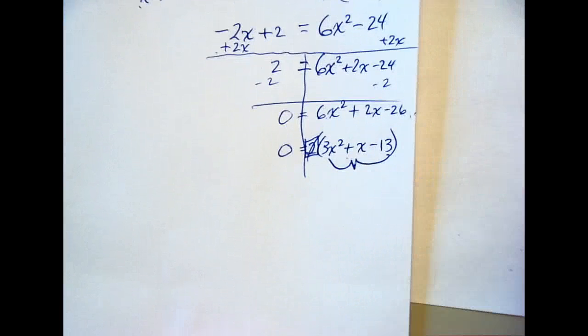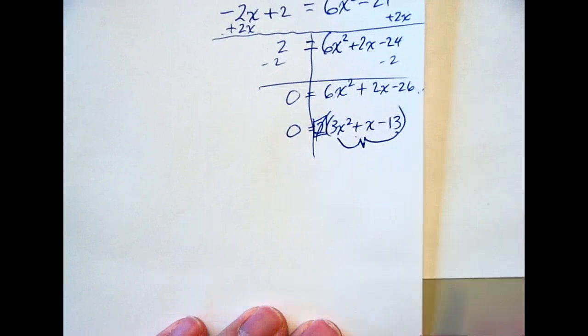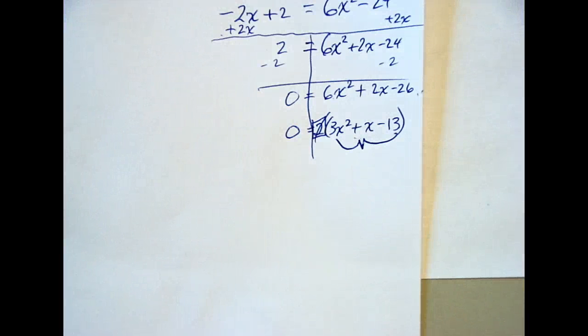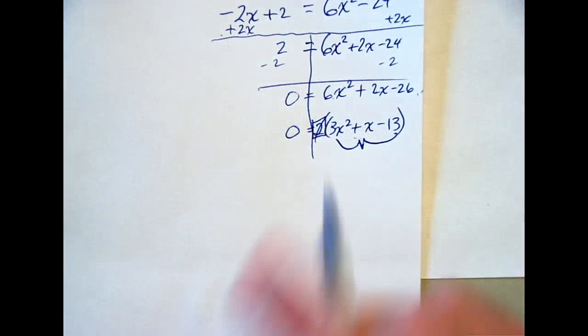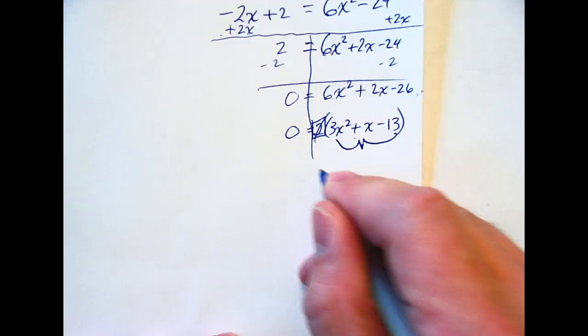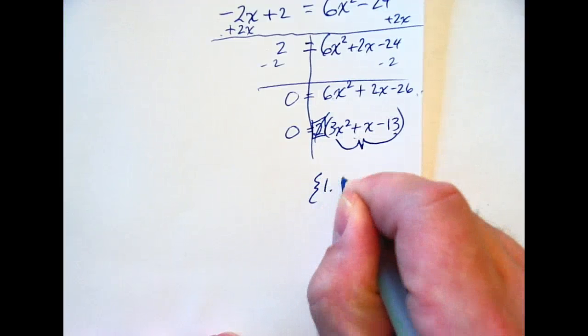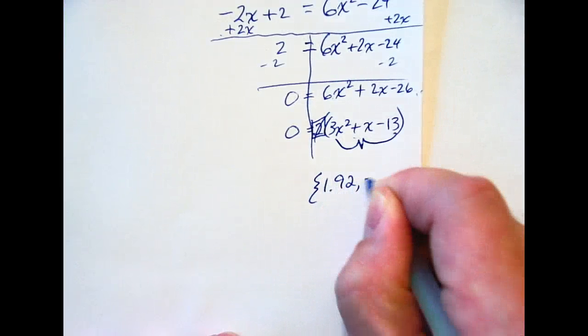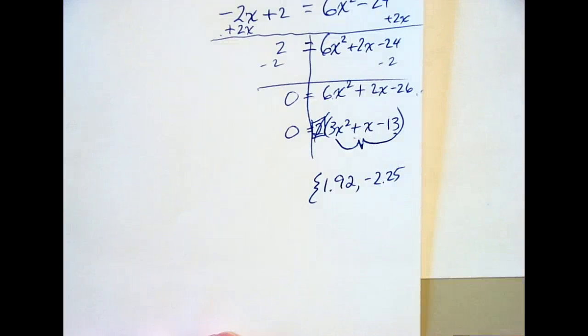Use the quadratic formula here. I know everyone can do the quadratic formula, so I'm not going to make us go through that process right now. The solutions you should come up with, though, when you're working on this at home just for fun, are 1.92 and negative 2.25.